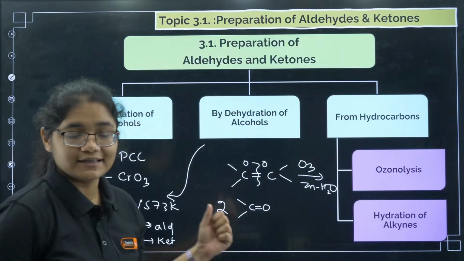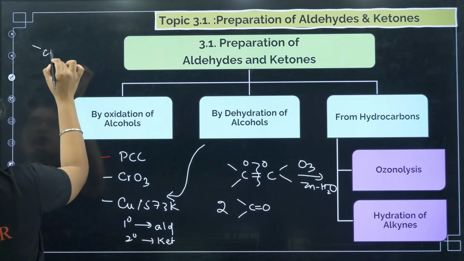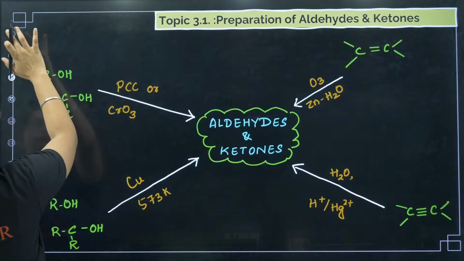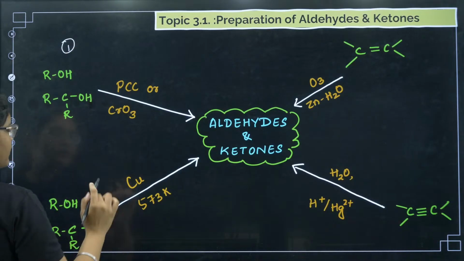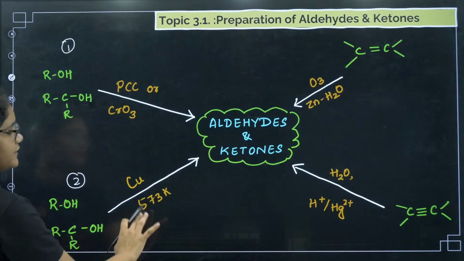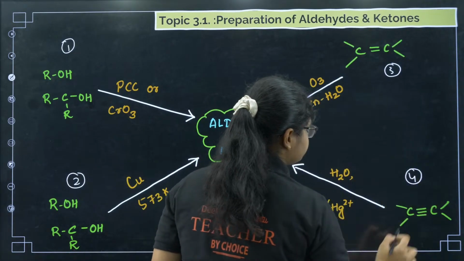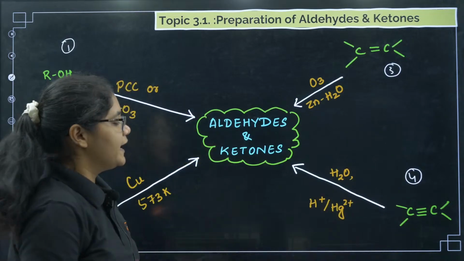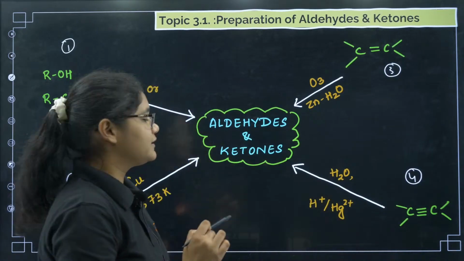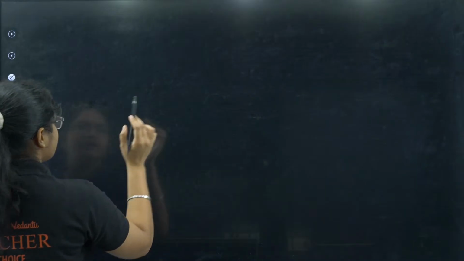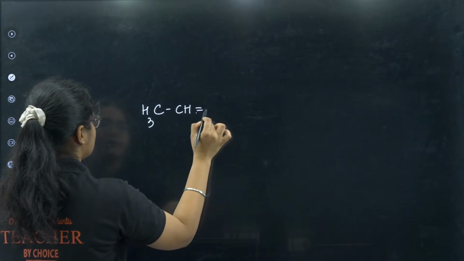Next, hydration of alkynes. In hydration of alkynes, what we do? Suppose I have a triple bond. Let me just show you this. So first one, you can see the first method is from alcohols. The second method is dehydration. The third one that I told you is ozonolysis, and the fourth one is hydration of alkynes. Here first H plus and OH minus are added following Markovnikov's rule. After that there is tautomerization. Like for example, suppose I have propyne.